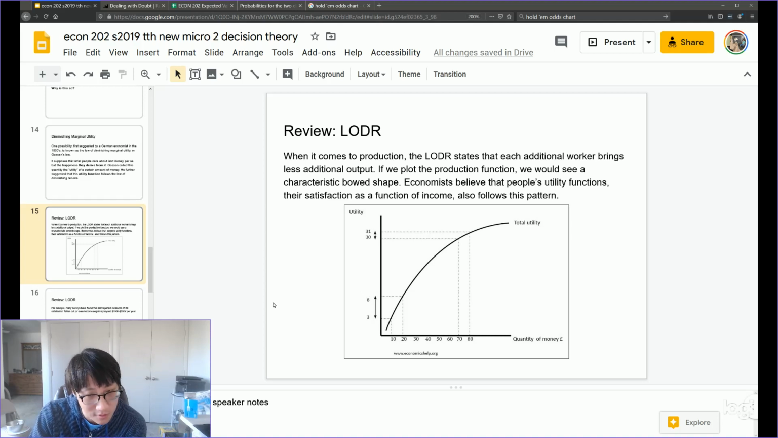So what we're going to basically assume then is that people's utility functions follow the law of diminishing returns, and we're going to use that fact when we do these calculations. Okay, when we do these expected value calculations.